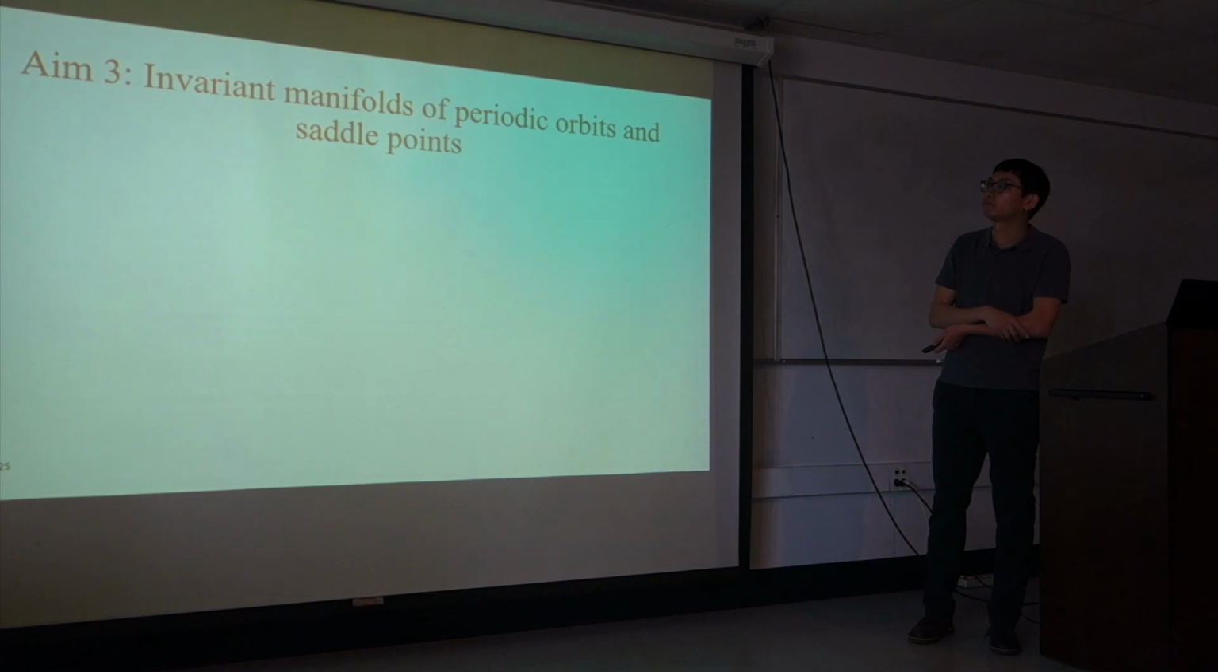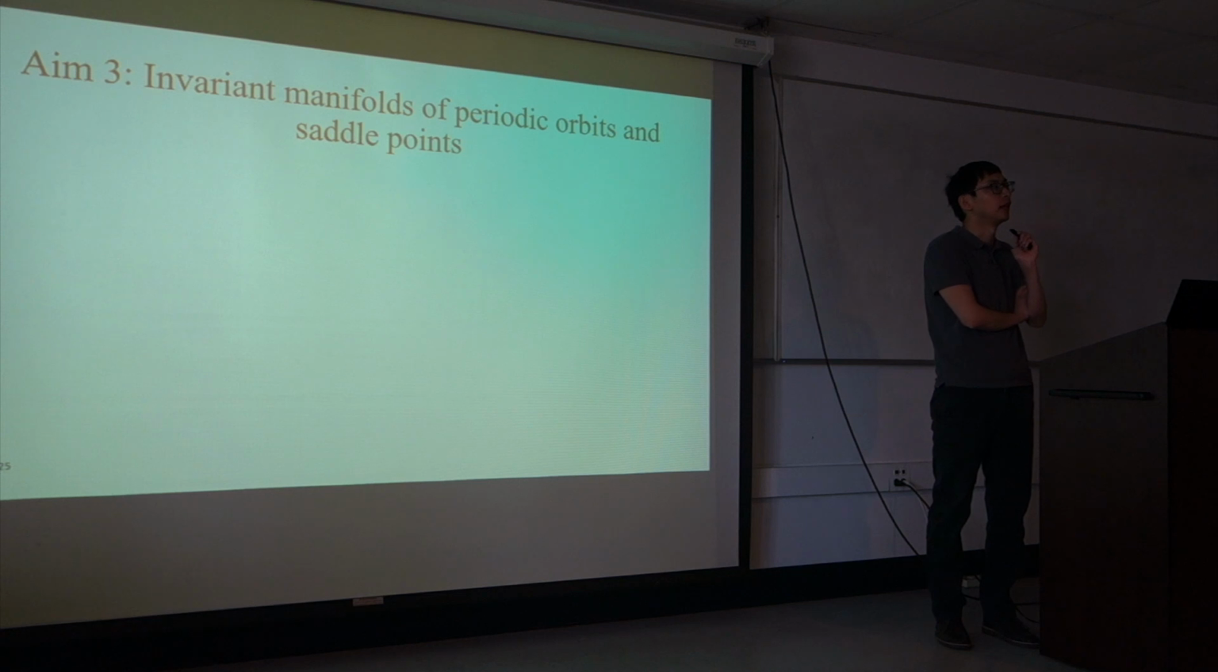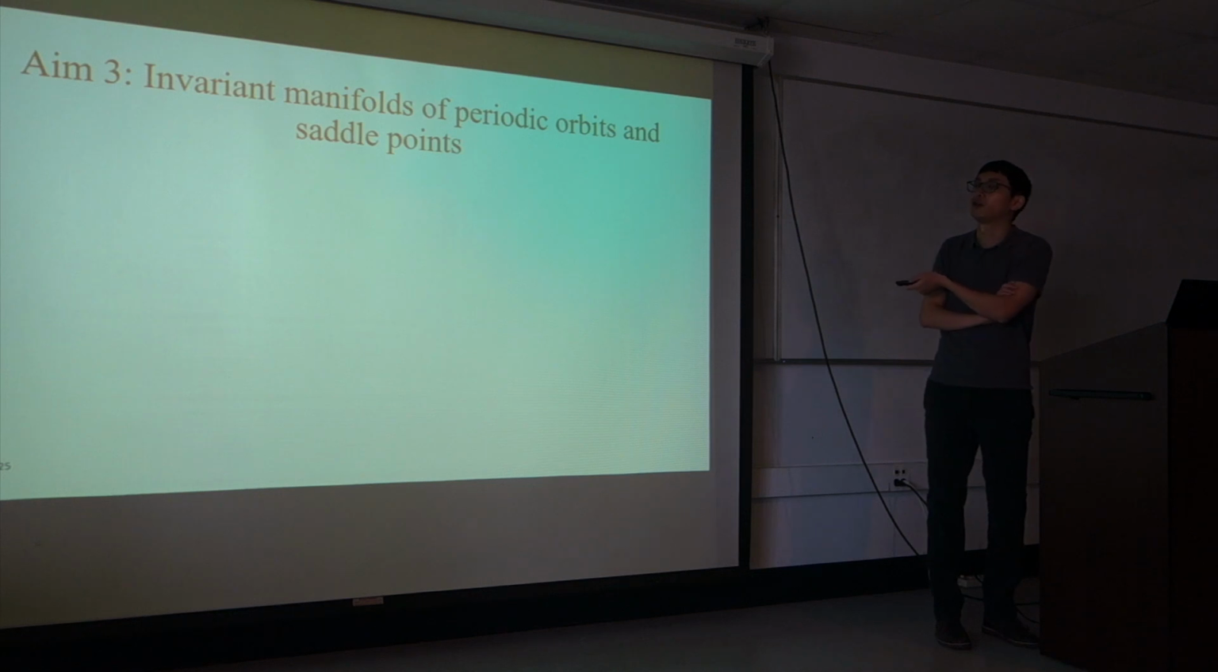For the invariant manifold, the dissipative system and the conservative system are different. For the conservative system, the invariant manifold is a periodic orbit, but in the dissipative system, the invariant manifold is the rank 1 saddle. So to obtain different kinds of invariant manifold, we have different ideas and different algorithms. Let me introduce them one by one.